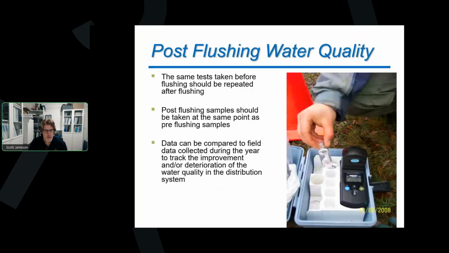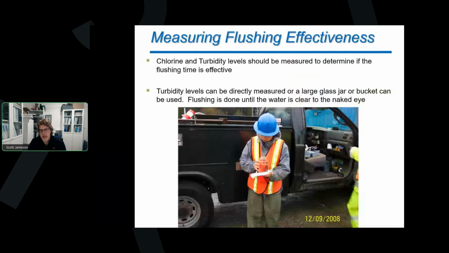So that's the post one here. Once again, after we're done, do the same tests. If you don't have a turbidity meter, then use a glass jar or a white bucket, and make sure that the water is nice and clear. You can't see any debris in it after you have finished your flushing.